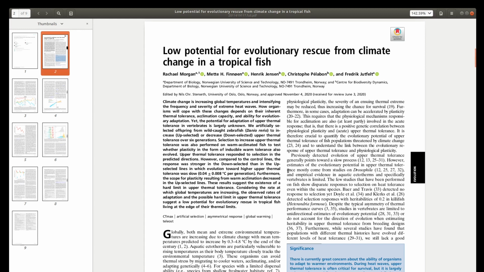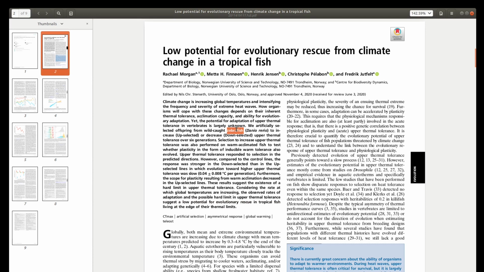And what are the practical conclusions of this? Well, they say, considering the rate at which global temperatures are increasing, the observed rates of adaptation, and the possible hard limit in upper thermal tolerance. In other words, they couldn't select for much greater thermal tolerance than just what they observed in this experiment. Evolution seemed to stop after a very small response. This suggests a low potential for evolution to rescue tropical fish from climate change if those tropical fish are living at the edge of their thermal limits.